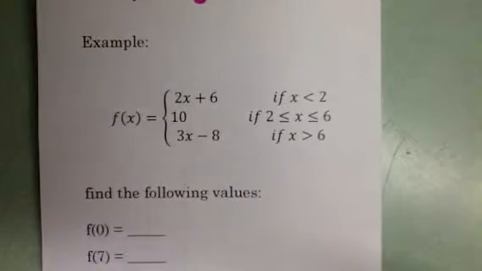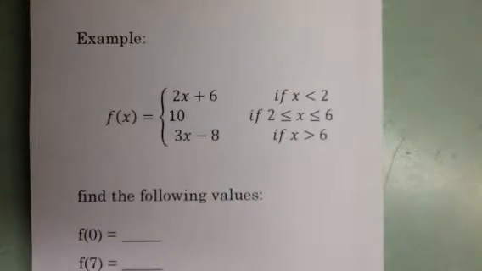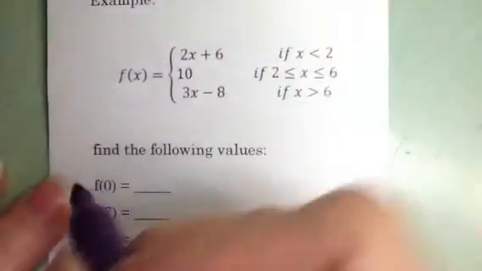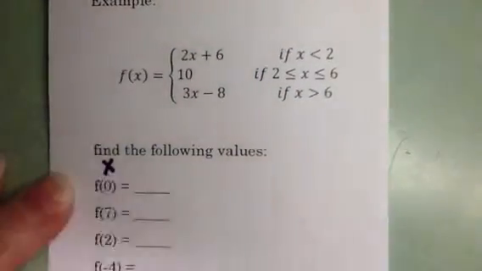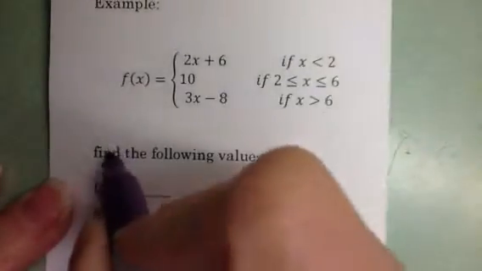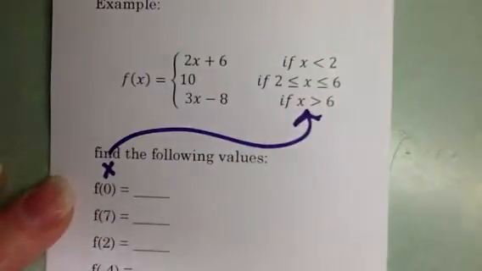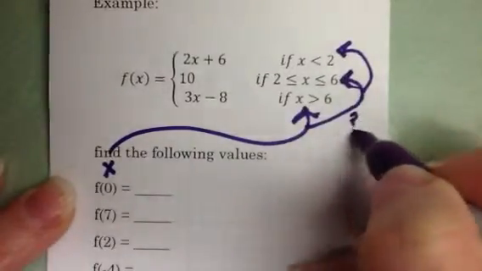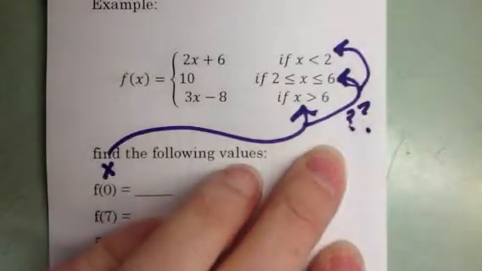Here is our examples. F of x equals 2x plus 6 if x is less than 2. It equals 10 if 2 is less than or equal to x or less than or equal to 6, and 3x minus 8 if x is greater than 6. So what we're looking at, we want to find these values. So what we do is we take these, remember this is f of x, so these are our x values here. And we're going to take that x and we're going to decide based on these equations which one do we use? Which one do we choose?